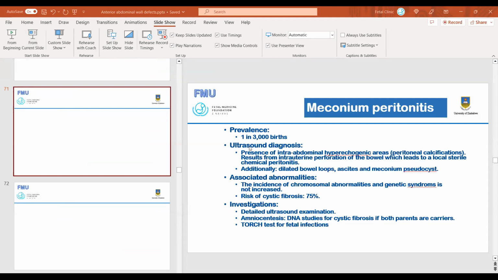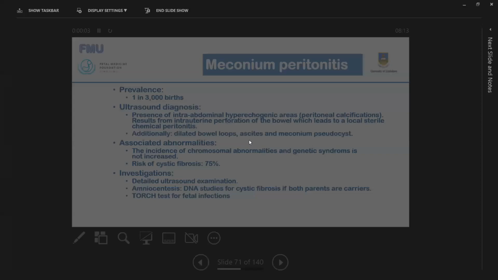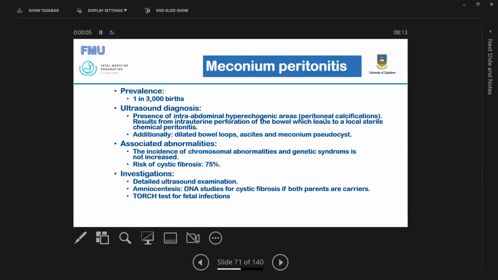The prevalence is about 1 in 3,000. That's how common meconium peritonitis is. How do you recognize it on ultrasound? Normally, we see what we call hyperechogenic bowel.